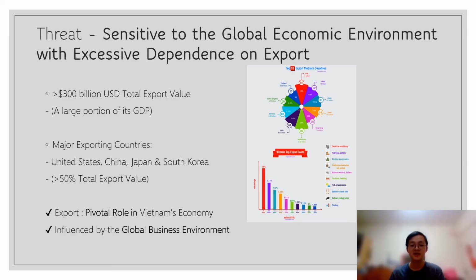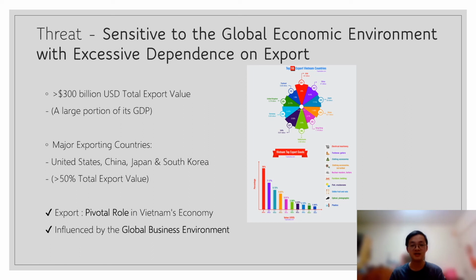Another threat is being sensitive to the global economic environment, with excessive dependence on export. Under the trend of factory relocation, export has become the main pillar of Vietnam's economy. While the total export value was over 300 billion US dollars, accounting for a large portion of its GDP, major exporting countries like the United States and China constitute over half of its total export value.